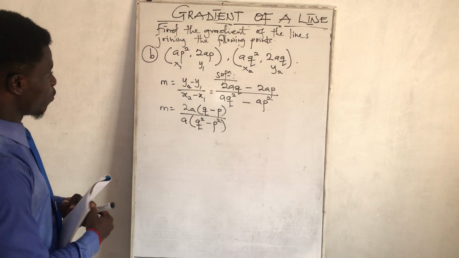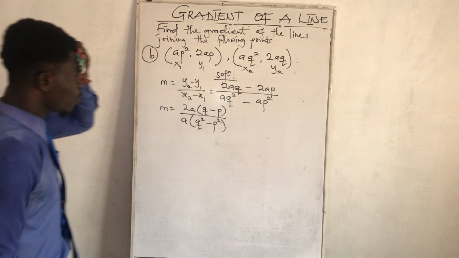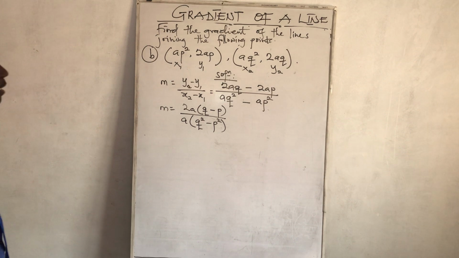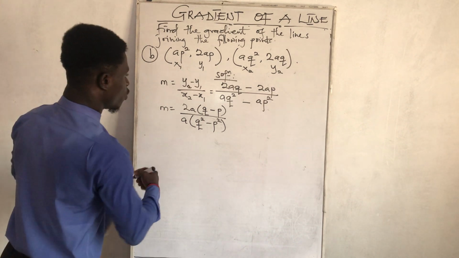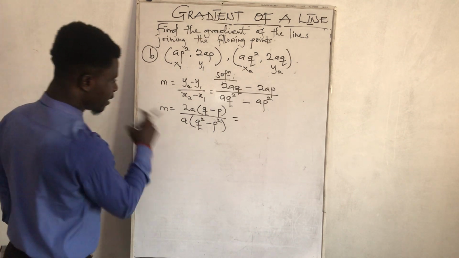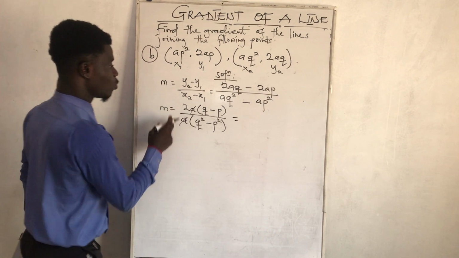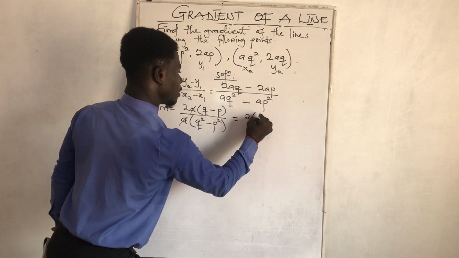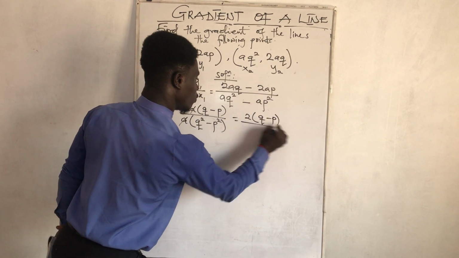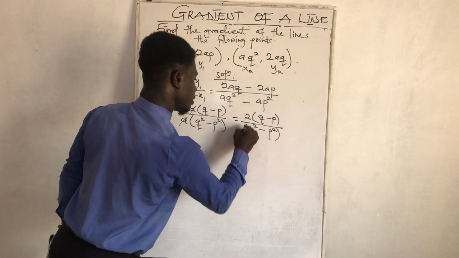I believe you are getting what we are doing here. There is a here, so we can what? We can factorize a out. Alright, so when we are proceeding, we can say that this one must be equal to, now, this guy can cancel this guy here, right? So I'll get 2, then Q minus P all on Q squared minus P squared.